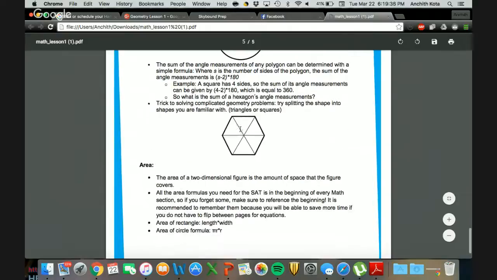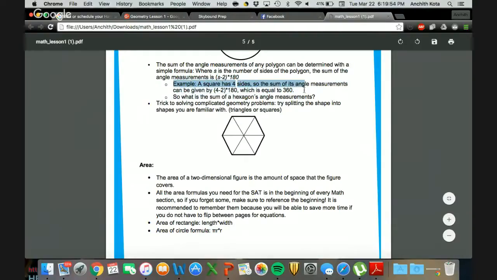Okay. So the sum of the angle measures of any polygon can be determined with a simple formula, where s is the number of sides of the polygon, the sum of the angle measurements is s minus 2 times 180. So this is a really important formula that isn't going to show up on the SAT or on the formula sheet on the SAT. So it's important to know this. So right here is a good example.